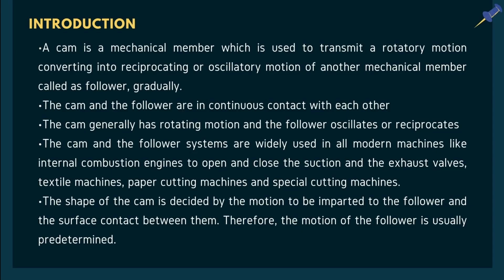Cam is a mechanical member which is used to transmit a rotary motion, converting it into reciprocating or oscillatory motion of another mechanical member called the follower. They are in contact with each other. These cam and follower systems are widely used in all modern machines like internal combustion engines, textile machines, paper cutting machines, as well as special cutting machines.